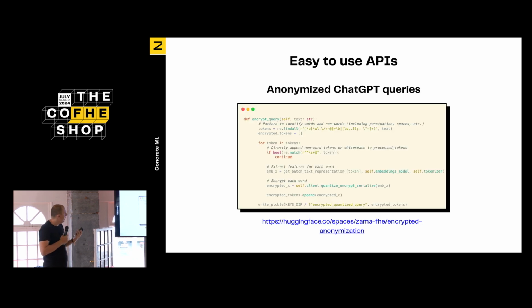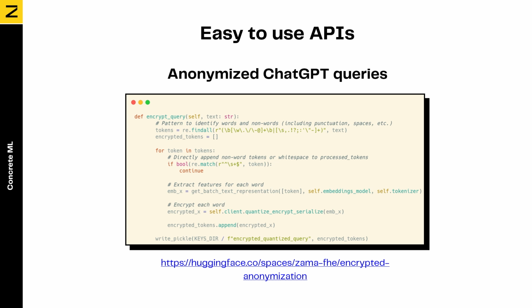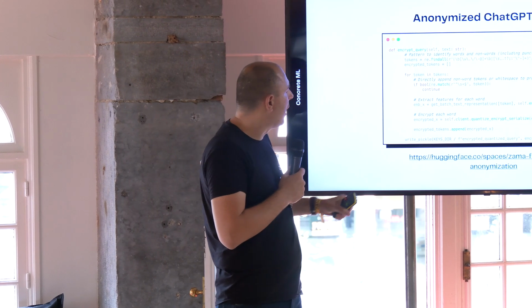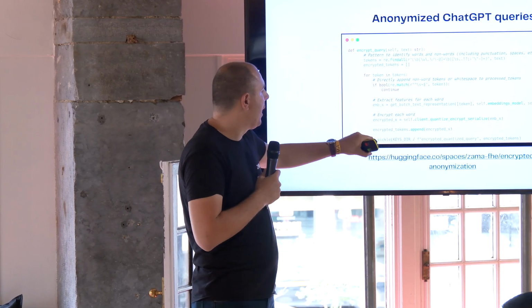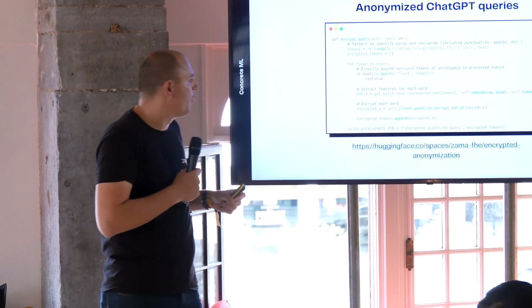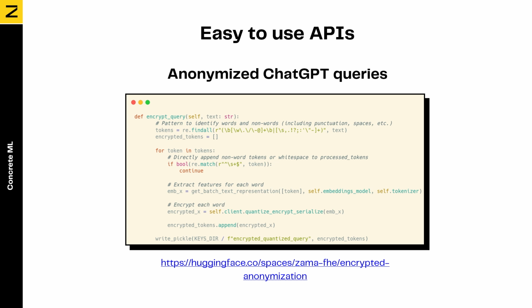So to implement such an application, here we're showing what we call our client-server API. We're showing the client side. So basically, we're extracting tokens from the documents. We're encrypting them, and then we're sending them to the server to be processed to get back a decision for each word, whether it contains sensitive information or not.